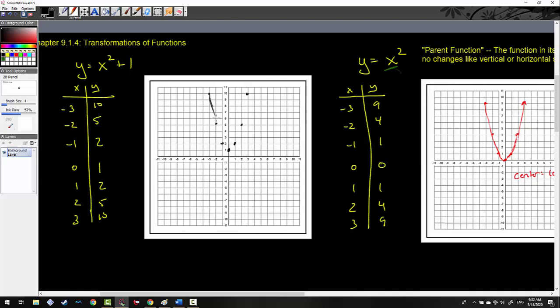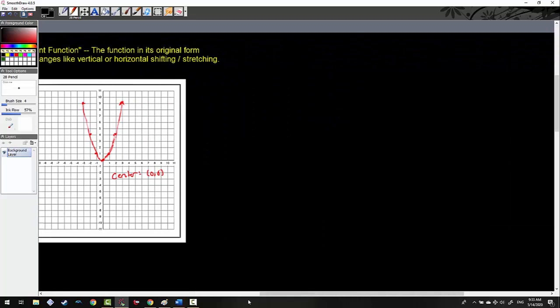So I think by now the transformations in this vein should be relatively obvious. Notice how the center is 0, 1, and the transformation was happening on the outside. Notice how it compares to the original parent function. We are now shifted up by 1. And so on the other version, I'll go and put it up here real quick.